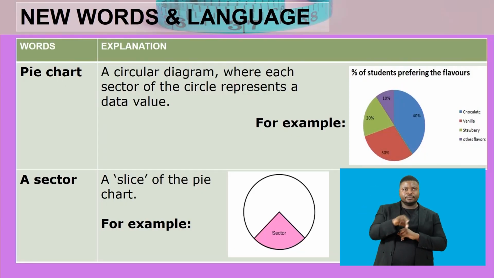A pie chart, we defined it as a circular diagram where each sector of the circle represents a data value. We gave an example of the different flavors that learners like, or number of students like. So we're given the percentage of the learners that like different flavors.